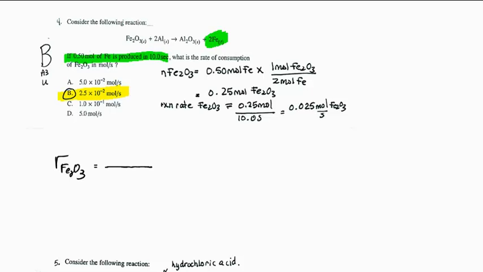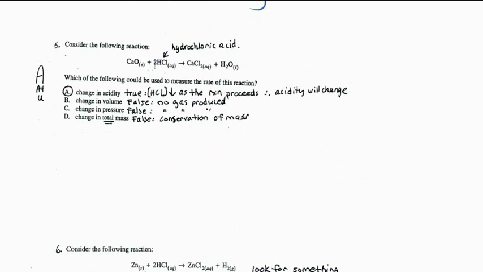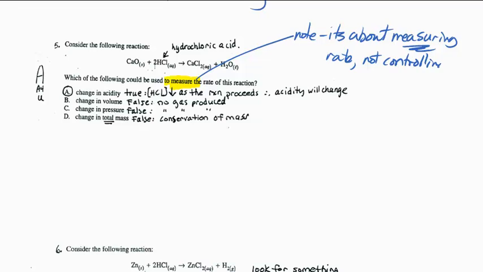Question 4 also is about stoichiometry. Again, we do calculate a rate of iron production, but we need the mole ratio here to connect us to Fe2O3.